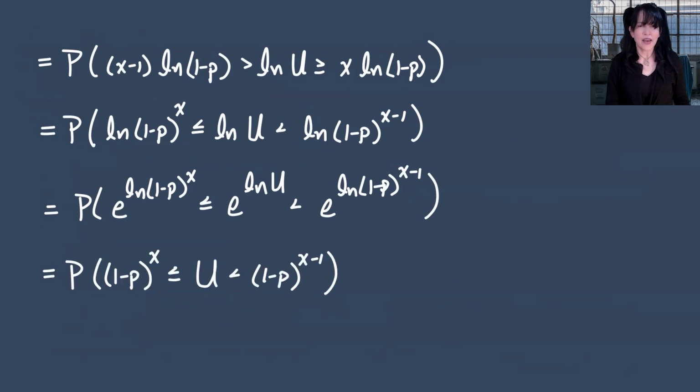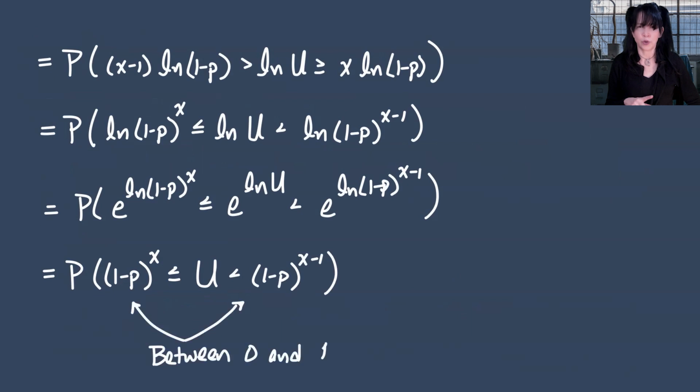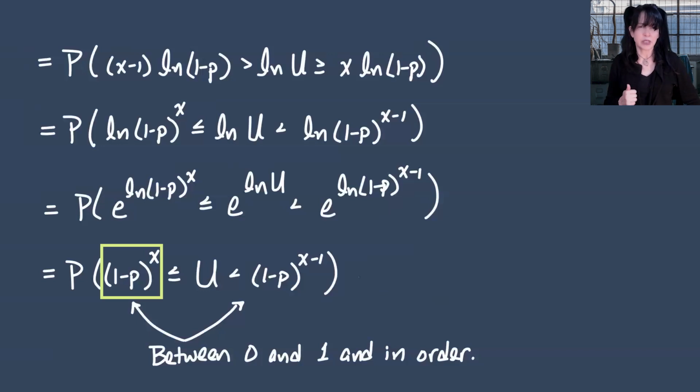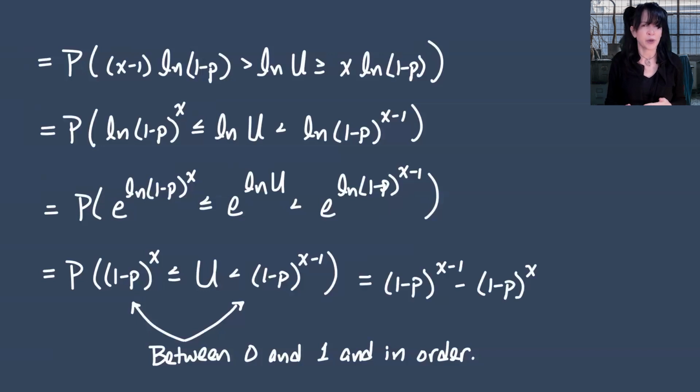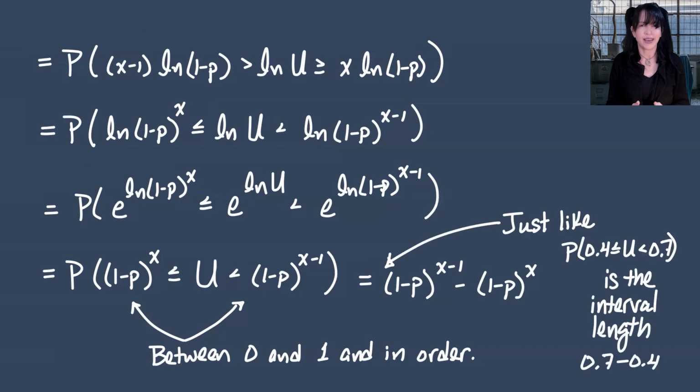And I know that these numbers are between 0 and 1. And I also know that they are in order because 1 minus p is between 0 and 1, so the higher power you take of it, the smaller the number is going to get. So this number is smaller than this number. And how do you find the probability that a uniform is between 0.4 and 0.7? It's just the length of that interval from 0.4 to 0.7, which is 0.3. So in this case, I get the length of this interval: (1 minus p) raised to the x minus 1, minus (1 minus p) to the x.